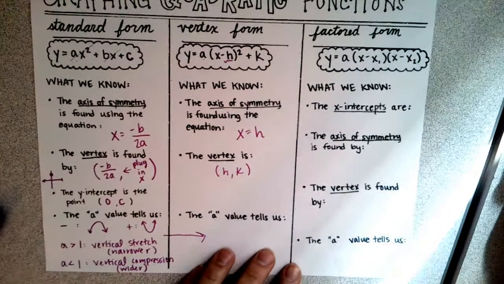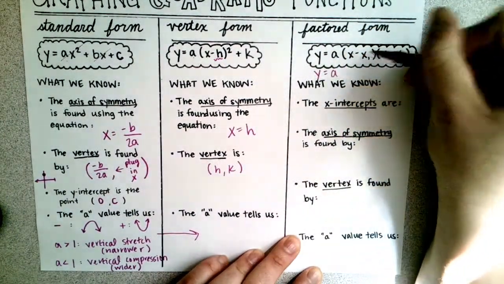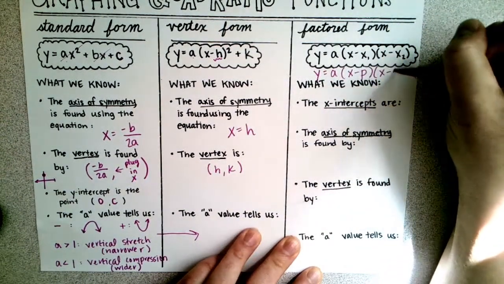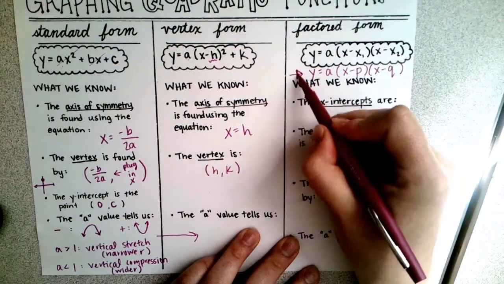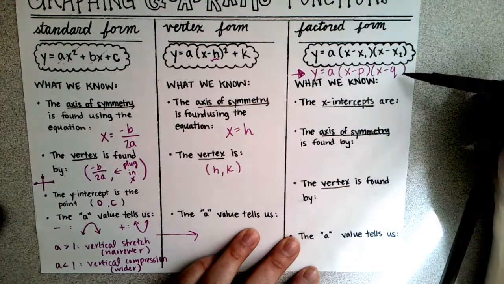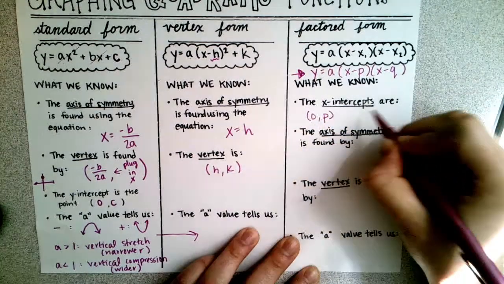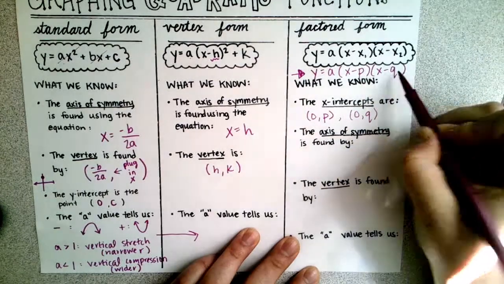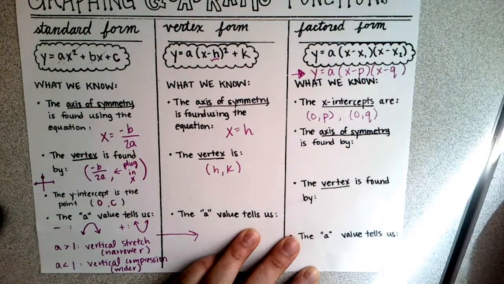All right, our last form was factored form. When I first introduced it, instead of writing x1 and x2, I wrote p and q. It really doesn't matter what way we write it, it means the same thing. But I guess I will use p and q since that's how I introduced it the first time. So when we have factored form, we know that the x-intercepts are (p, 0) and (q, 0). So it's just those numbers with the x in the parentheses, but the opposite sign.